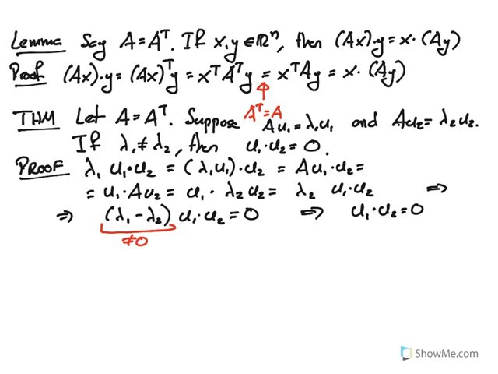So, what does this mean in words? If you have two eigenvectors associated with different eigenvalues for a symmetric matrix, then the two eigenvectors are orthogonal to each other.